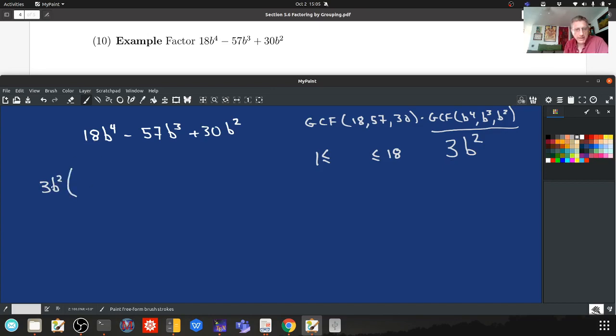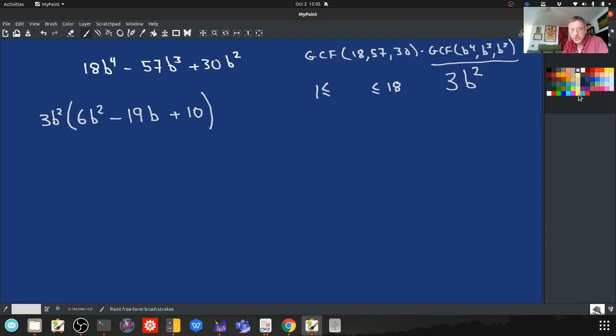So 18 divided by 3 is 6. B to the 4th divided by b squared is b squared. Minus 57 divided by 3 is 19. B cubed divided by b squared is b. 30 divided by 3 is 10. B squared divided by b squared is 1. So now, all I have to do is see if this has a factorization.